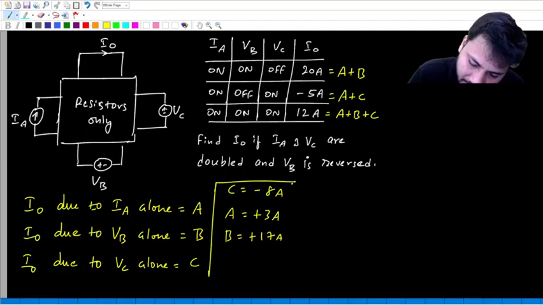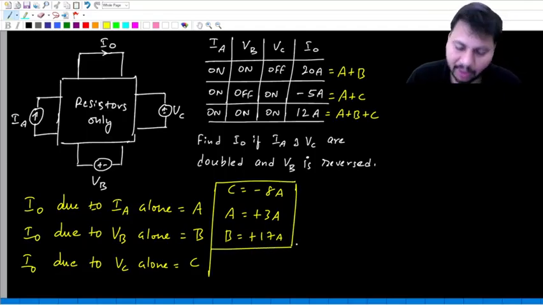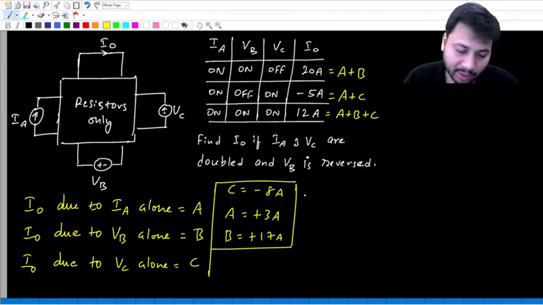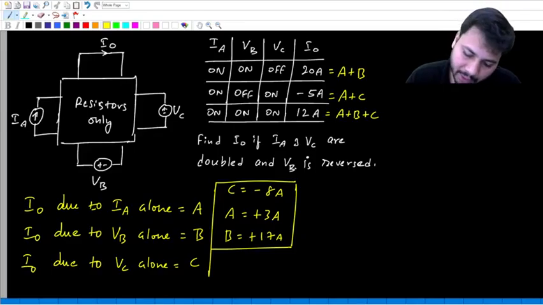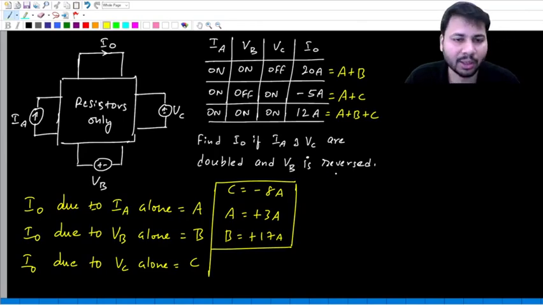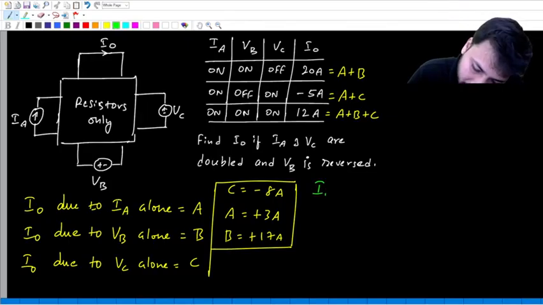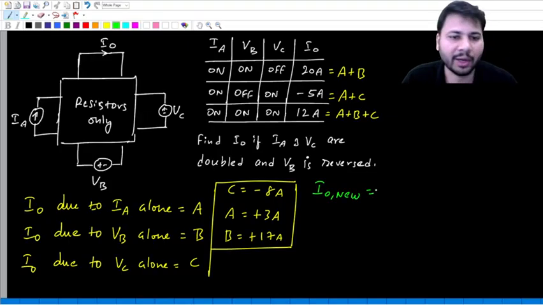Plus 17 amps. So these are the values of A, B and C. I hope you also got the same three values. Now let us answer the actual question. When IA is doubled, due to IA you are getting A. So I naught new, I'll call it the new value of I naught.